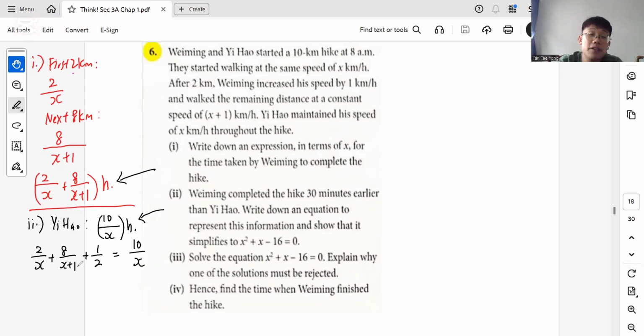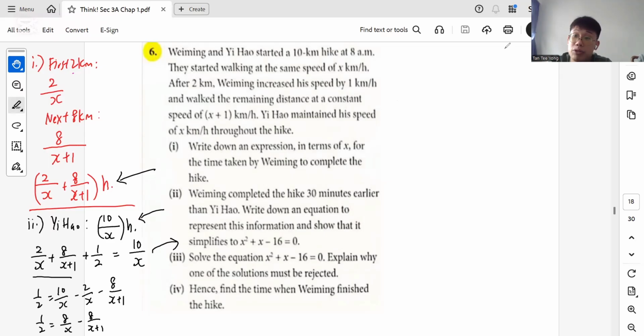All right. Okay, then for this, you can just simplify it, and then simplify to this equation. So let's do the math. Okay, I'll shift this to the right. So half equals to 10 over x minus 2 over x plus 8 over minus 8 over x plus 1. Okay, so half equals to 8 over x minus 8 over x plus 1.